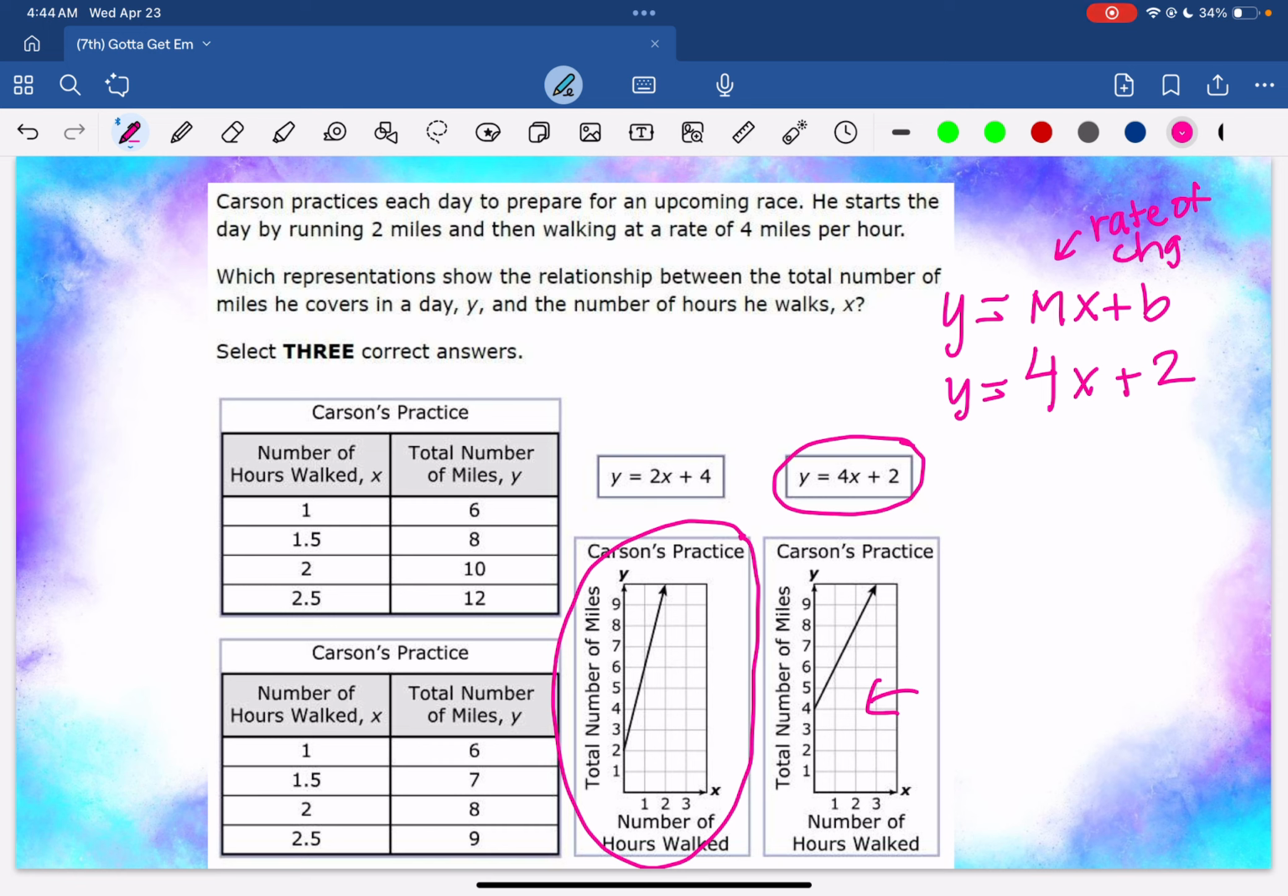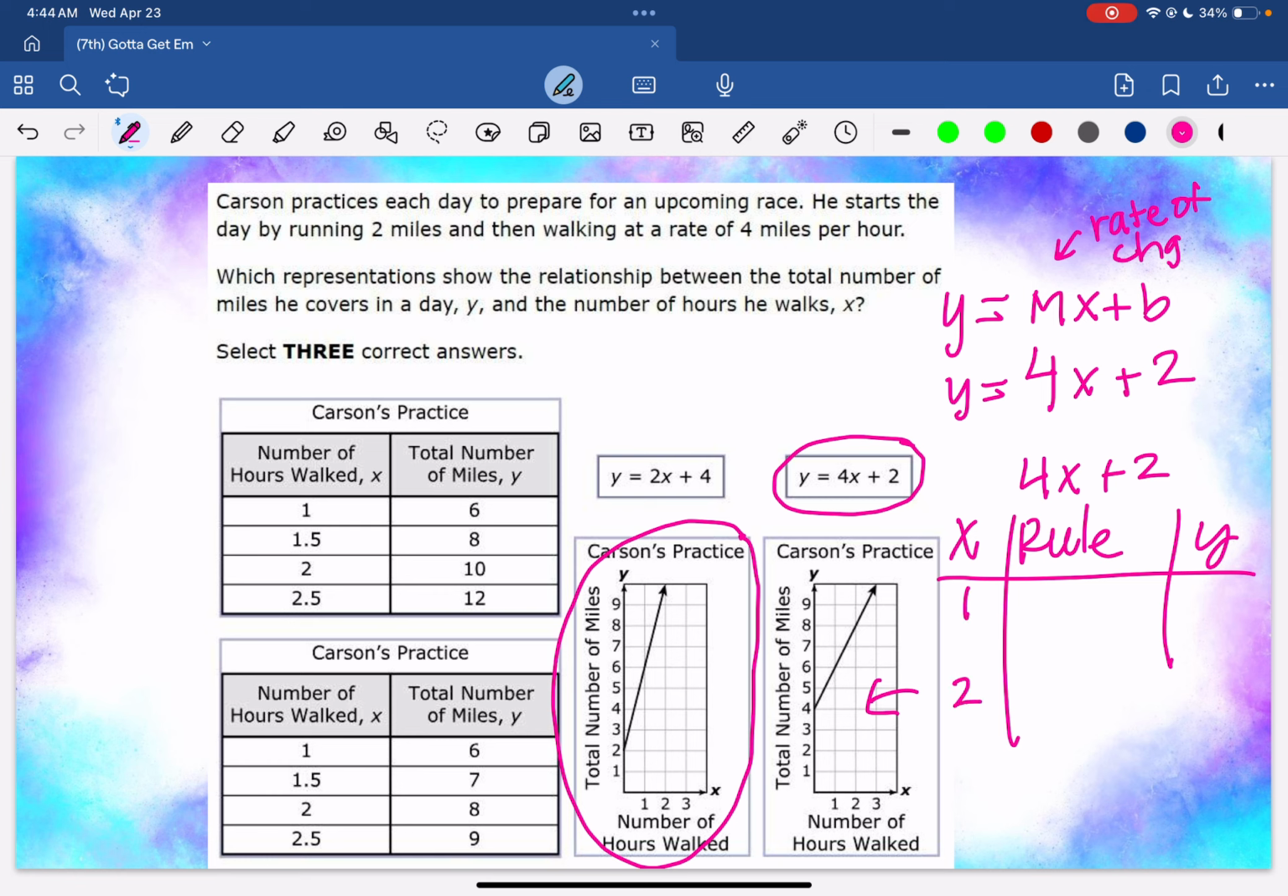Now we got to go to the table. So basically, look at it like this. I teach my students X rule Y. We already have the rule, so we're just going to plug it in here. We're going to use their numbers. I'm going to just go with 1 and 2 and see if that's enough. I'll go to the 1.5 and 2.5 if I have to. So all I'm doing is plugging in values. We're used to finding the rule, but in this case, we have the rule. We already figured it out. We just want to see which table works out.